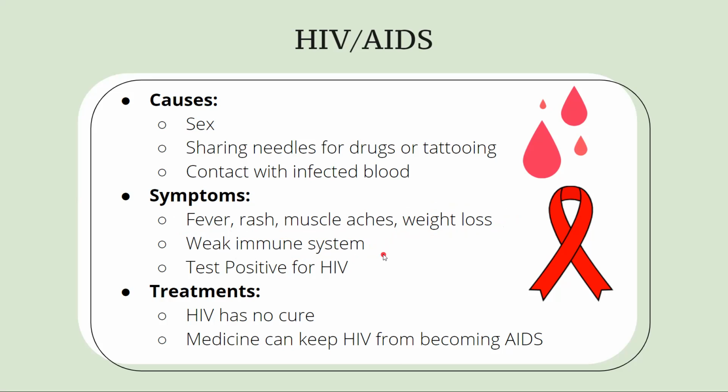So when you have HIV, it weakens that immune system. Sometimes colds or flus can kill somebody that has HIV. So it's very dangerous. A way to see if somebody has HIV is a blood test. Usually what they say is you test positive for HIV, or they call someone HIV positive, which means that they have this infection.